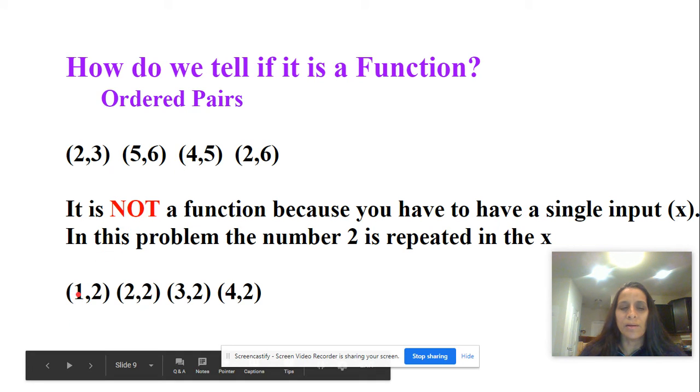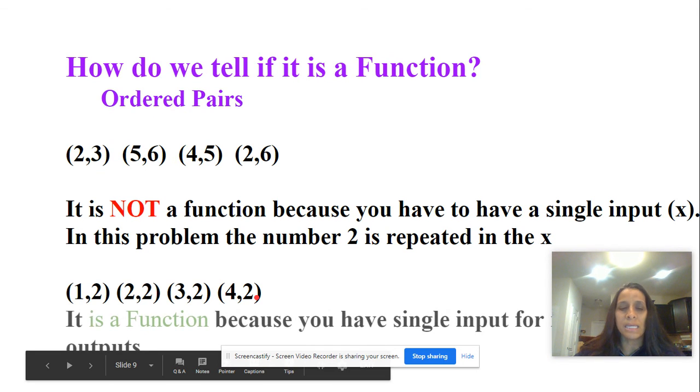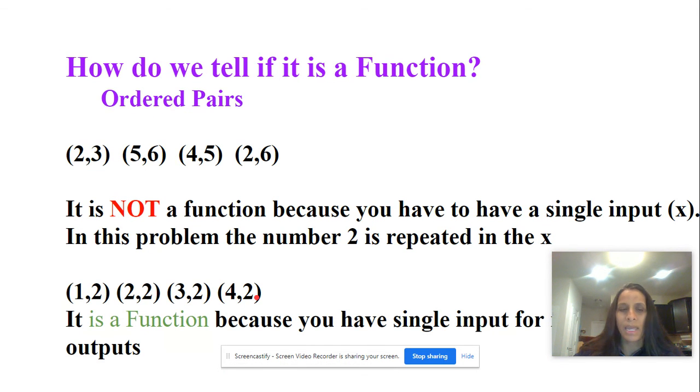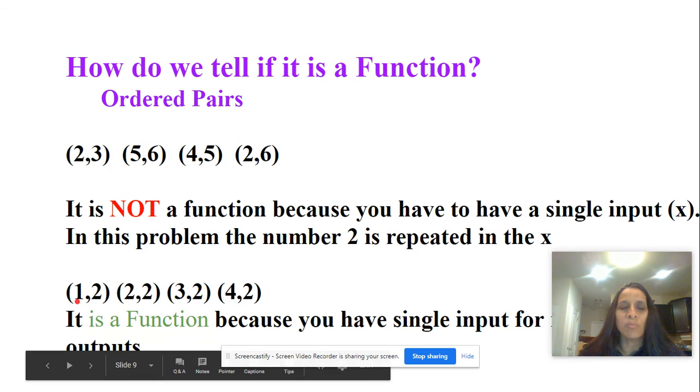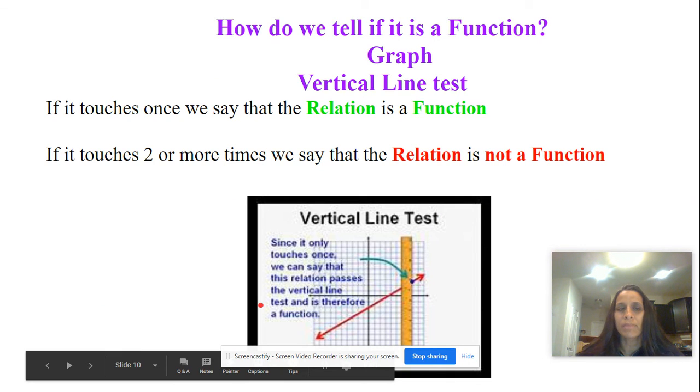So take a look here. Every single input has the same output. However, it is the same thing. So this is a function, okay? Because I have one input for each output, even though I have multiple outputs.